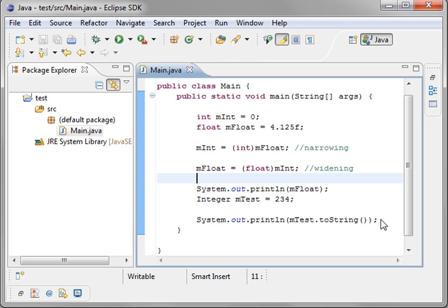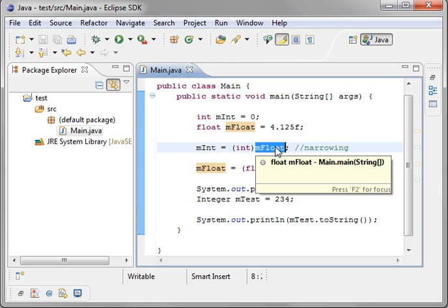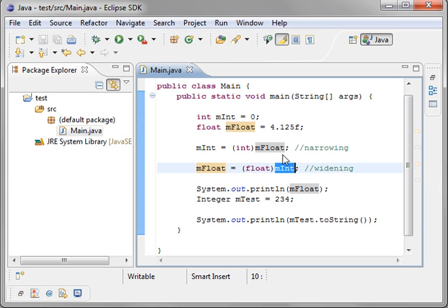So if none of that was apparently clear to you, you should probably rewind the video and rewatch it. This is not an easy topic, so don't beat yourself up. What you just need to know is that we are converting. You're converting from a float to an integer, from an integer to a float, and then you have narrowing and widening. You really need to understand the difference between those.